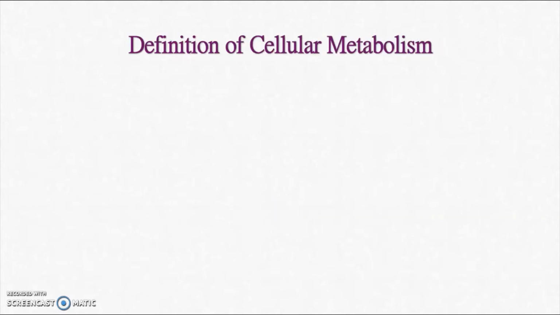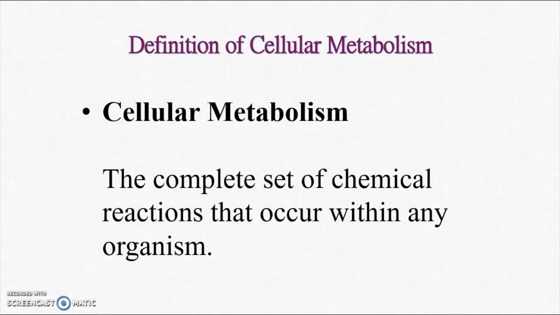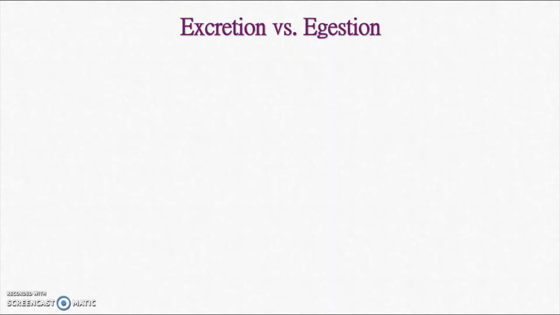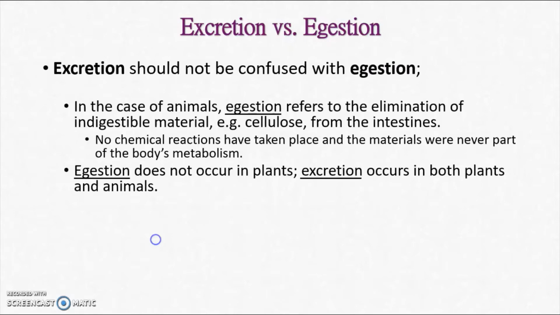Let's look at the definition of cellular metabolism. Cellular metabolism is a complete set of chemical reactions that occur within the organism. Okay, so keep that in mind. Now, excretion and egestion are different. They are not the same, and you must be able to distinguish between both of them.